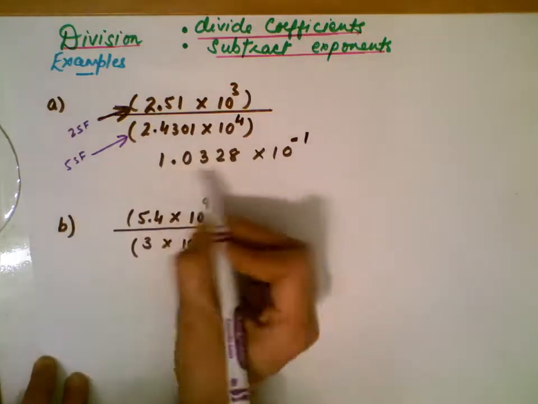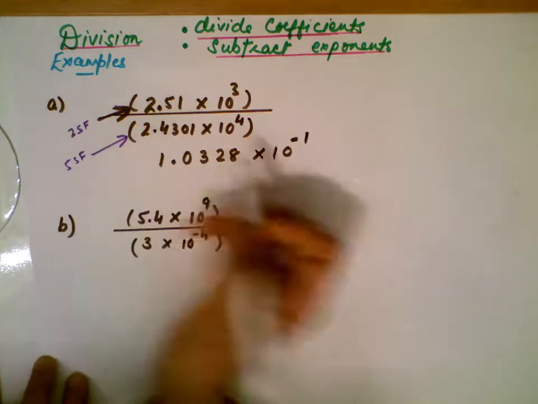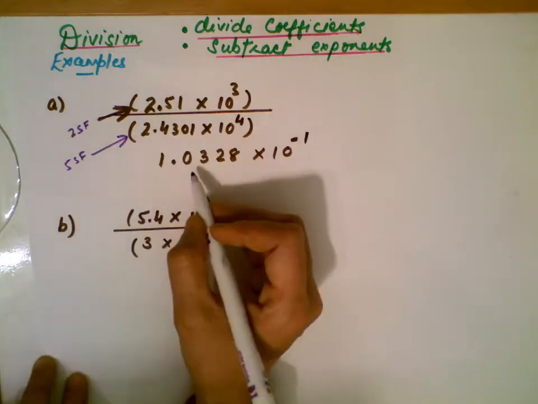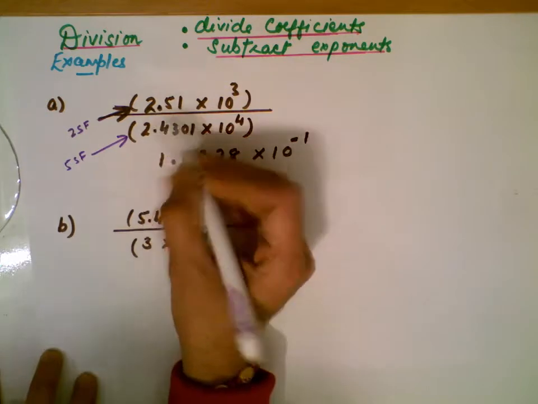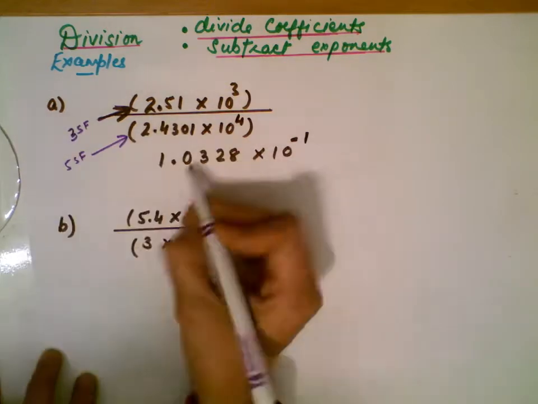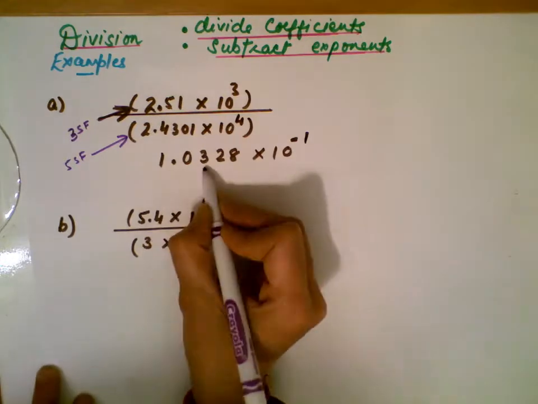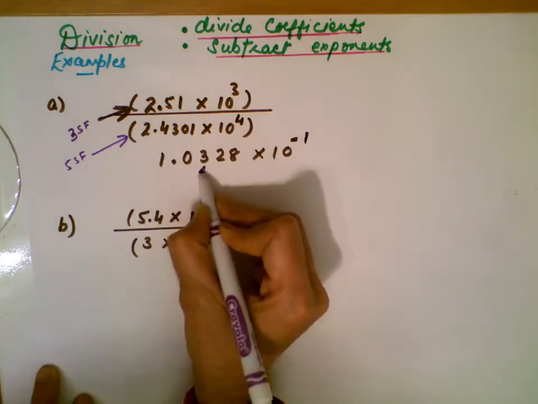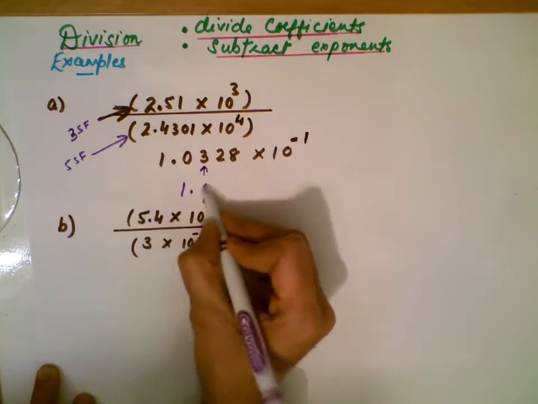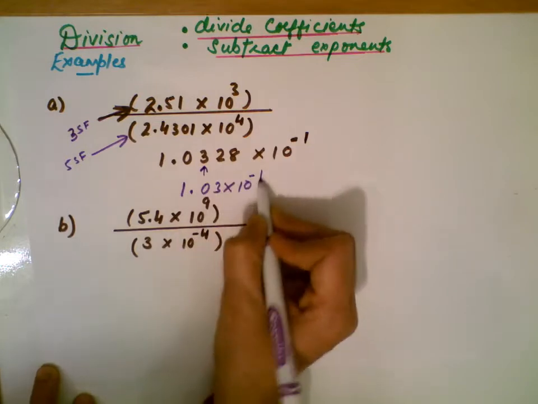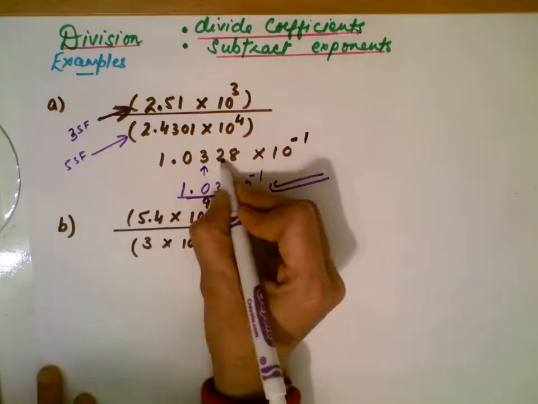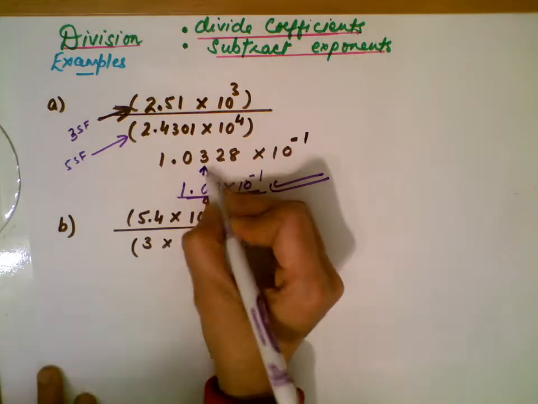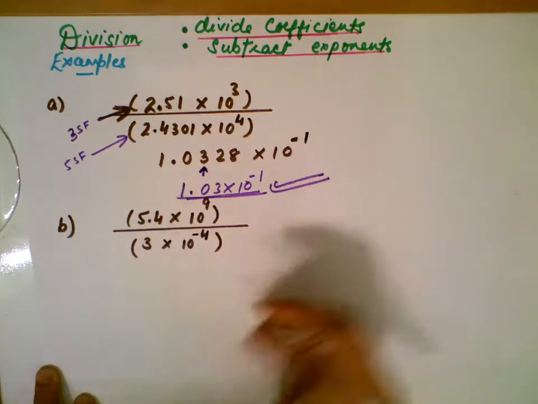So my answer cannot have more than 2 significant figures. I'm going to round off. This is 1, 2, 3 significant figures, so my answer cannot have more than 3 significant figures. I'm going to round off here. When I do that, I'm going to get 1.03 times 10 to the power negative 1. So this is my answer, because the next number here is 2, that is why this 3 remains as 3.